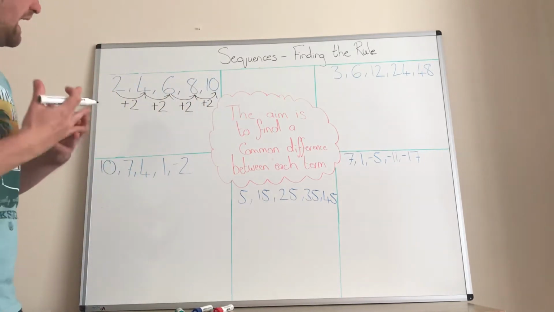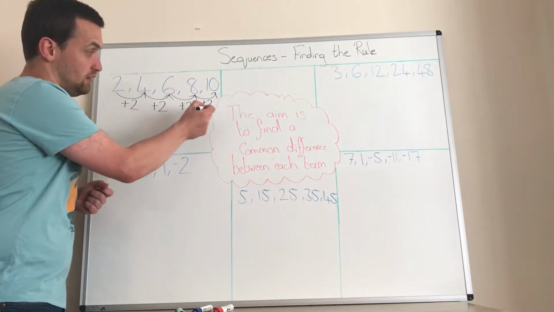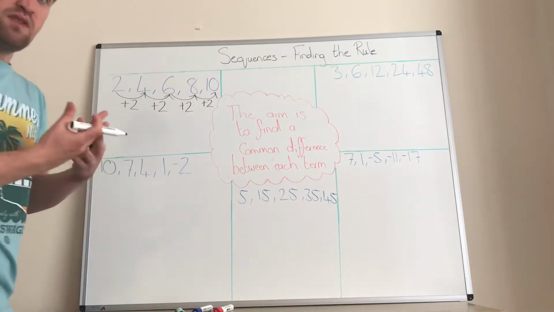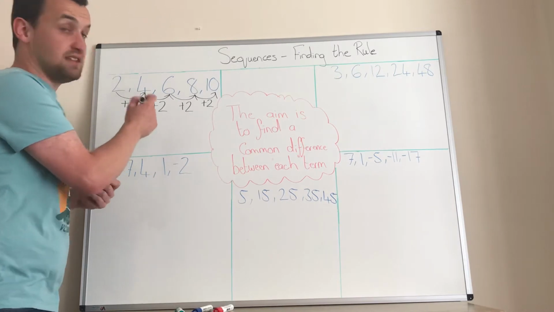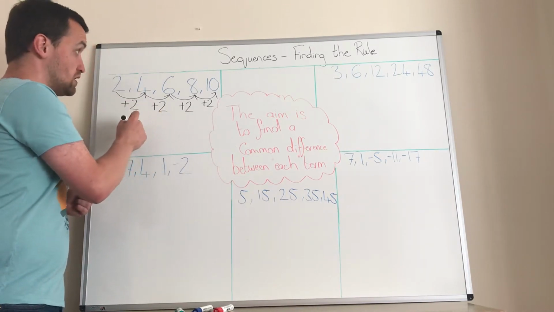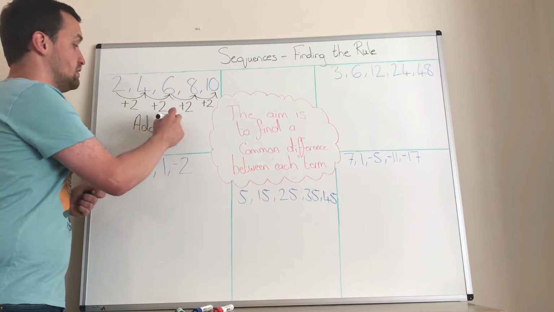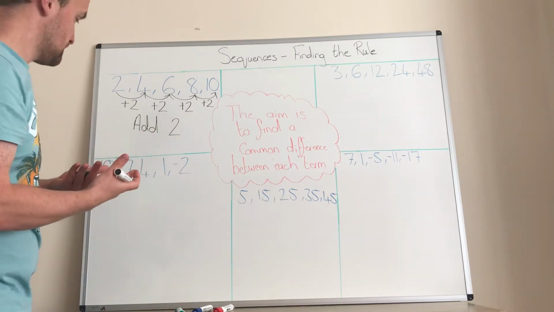Now the aim is to get all these differences, the numbers in black here, the ones I've just written, to all be the same. And if they're all the same, then that is the difference. So the common difference is add 2. So our rule is that we add 2. It's important that we make sure we finish the questions off properly.